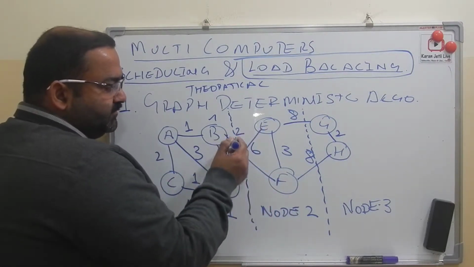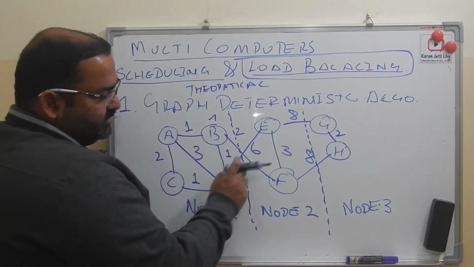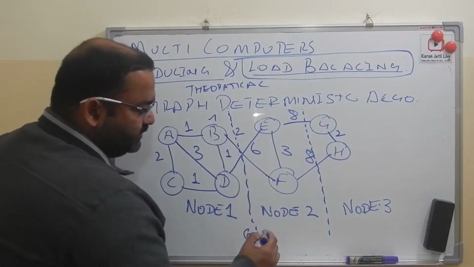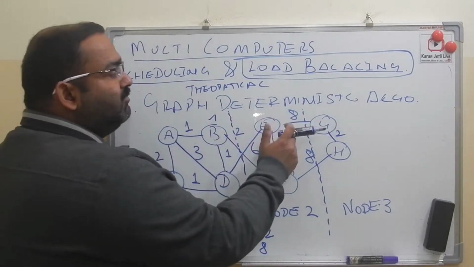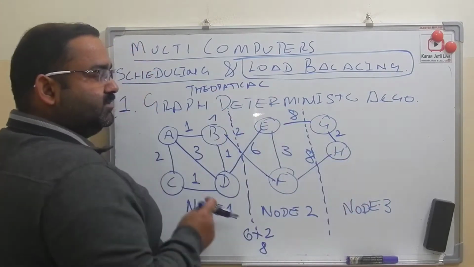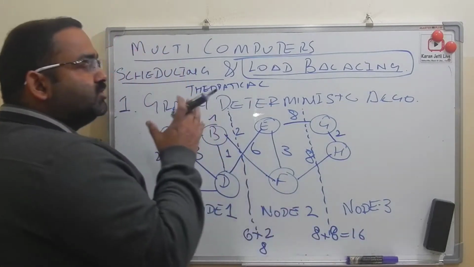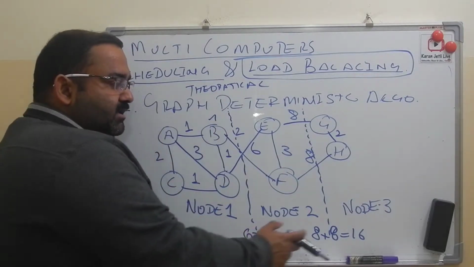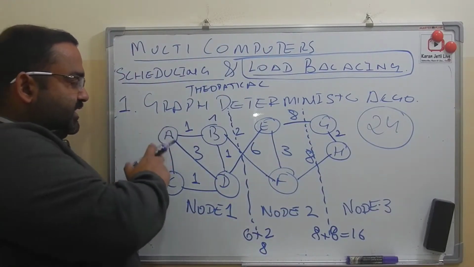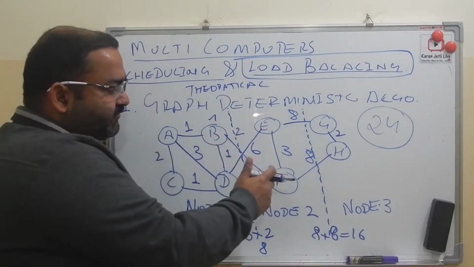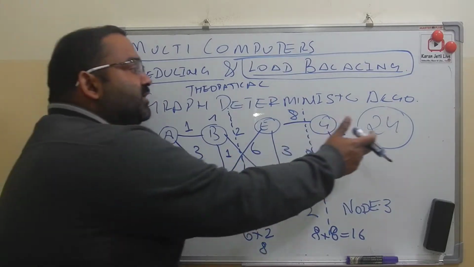Two edges are going. How much communication is done between node 1 and node 2? This is 6 and this is 2, right? So 8 units. Now again we see how much communication is done between node 2 and node 3. This is 8 and this is 8. 8 plus 8 is 16. So how much total inter-node communication is there? 16 plus 8 gives us 24. It means if I allocate processes A, B, C, D to node 1, processes E, F to node 2, and processes G and H to node 3, then total inter-node communication is 24 units.